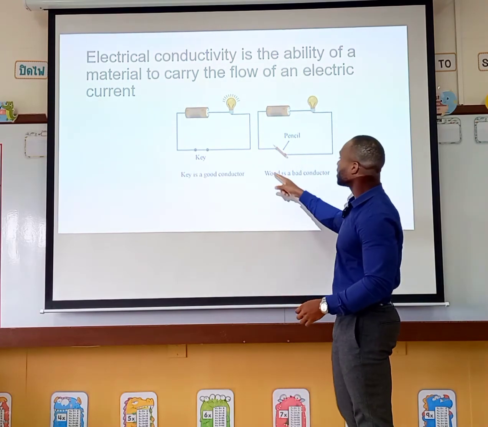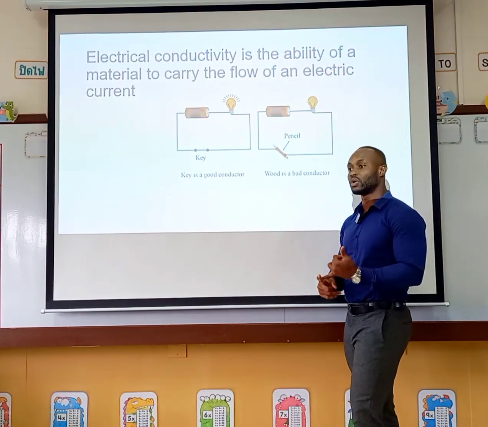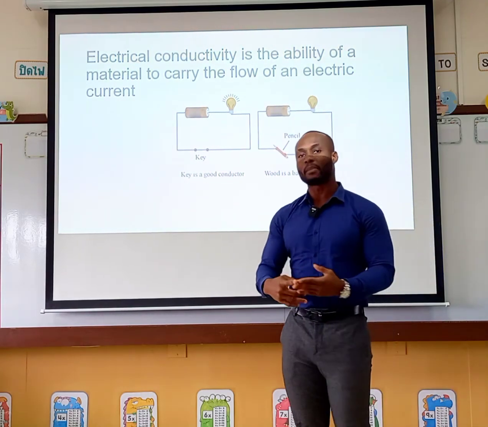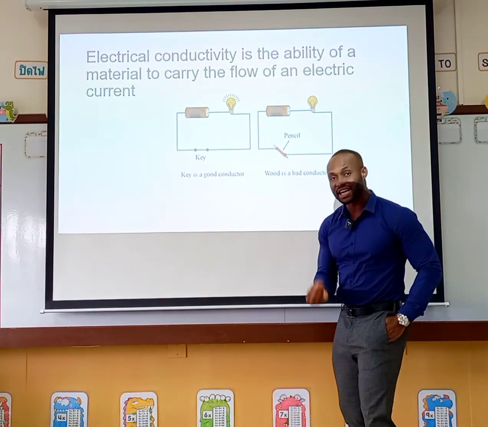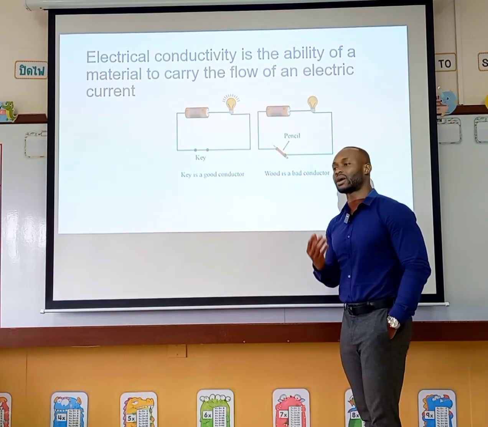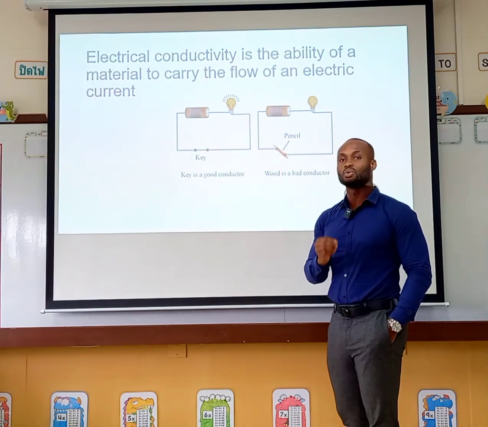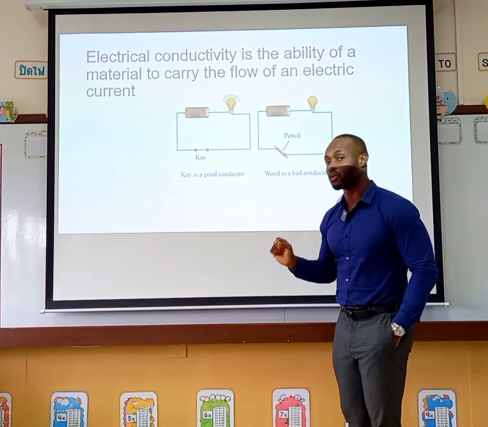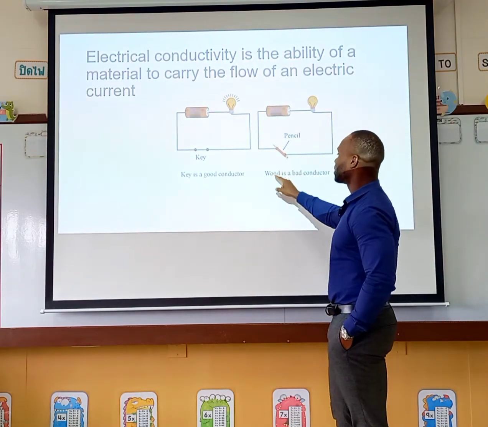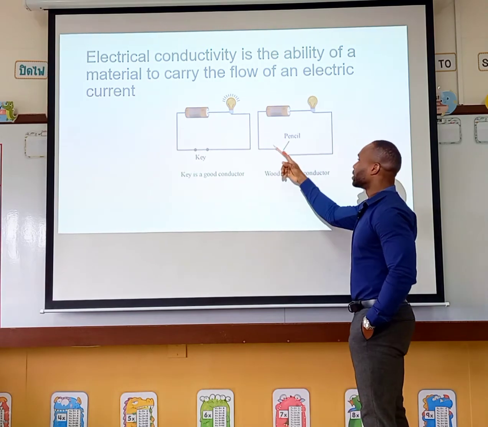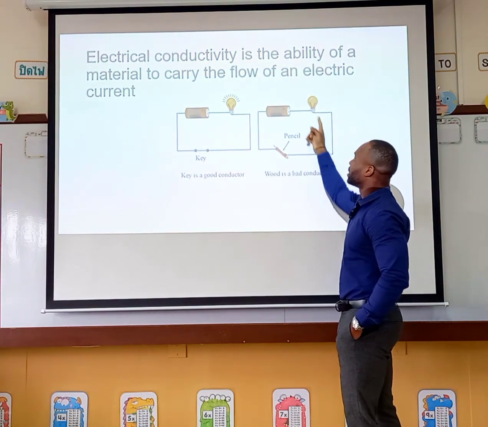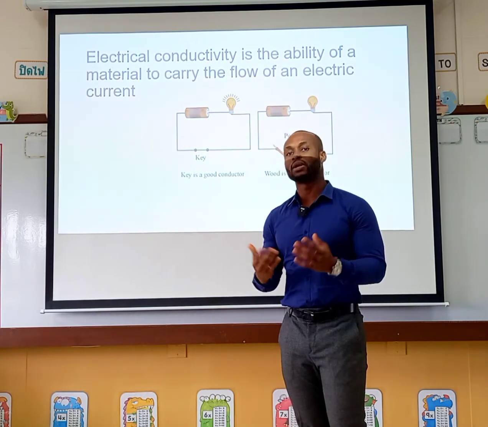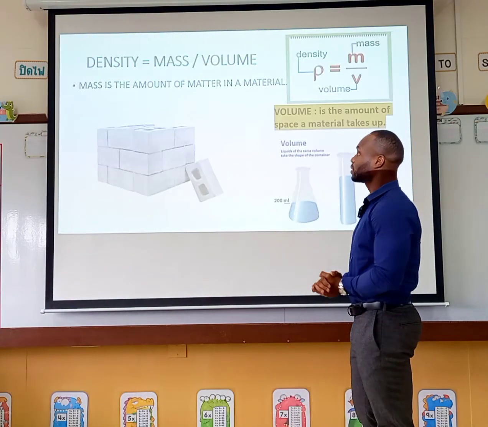And then this one is wood, and like I already mentioned, wood, fabric, plastic, rubber are examples of insulators. Insulators are materials that do not allow electric current or heat to flow through. So right here, a pencil is an example. Wood doesn't conduct. Once you put it here, the light bulb is not going to light up because it is an insulator. Next one.